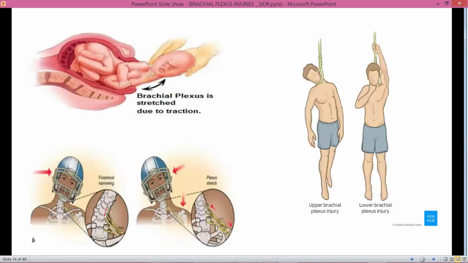Yeah, so this is a figure explaining the same. The first figure shows how the brachial plexus gets stretched due to traction. The second shows foraminal narrowing, where there is sudden pressure put on the neck, so due to the head and the shoulder going in opposite directions, there is a stretch put on the plexus. The other two figures talk about the upper brachial plexus injury and the lower brachial plexus injury. We'll be discussing this in the further slides.